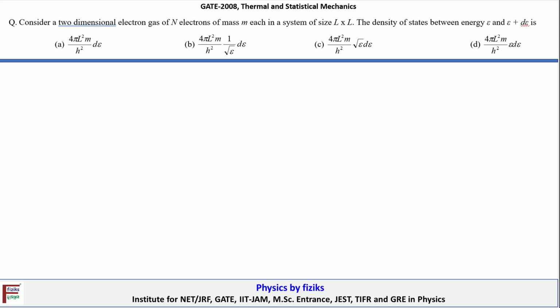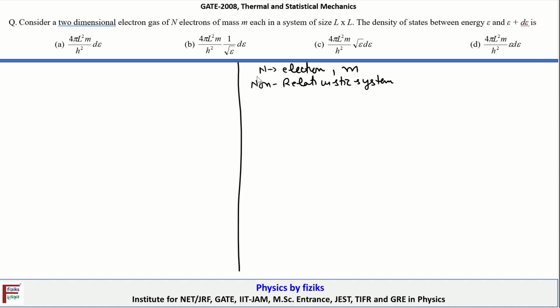So let's continue to the next problem. The statement is, consider a two-dimensional electron gas of n electrons. So we are having an n electron system whose mass is m, and because it's an electronic system, it's basically a non-relativistic system.